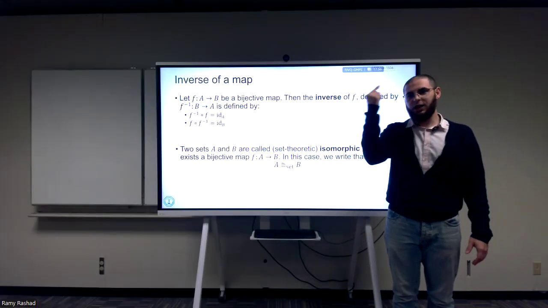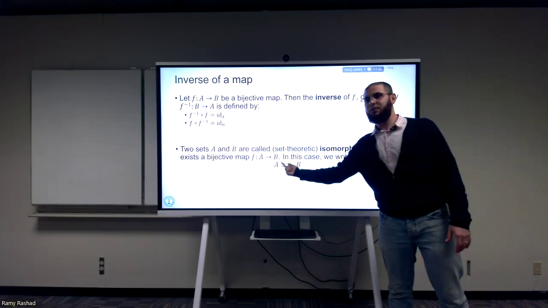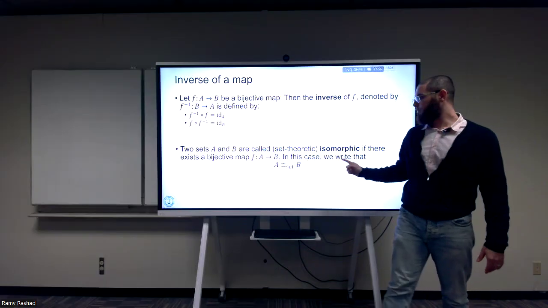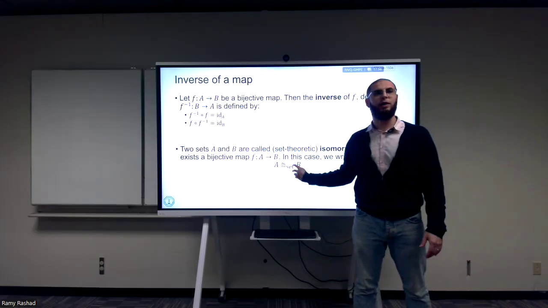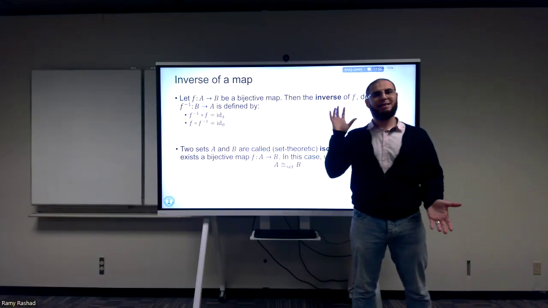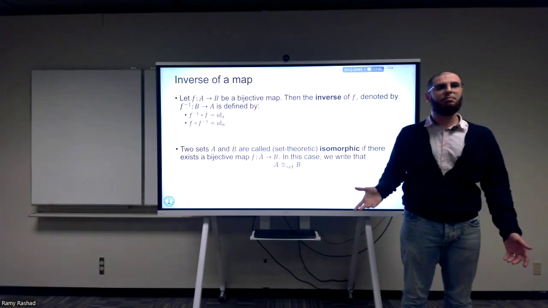If there exists just one map that goes from A to B back and forth, and this is the key thing, if there exists one map that goes back and forth between A and B, then A and B are isomorphic as sets. What does that mean? It means that A and B are the same.